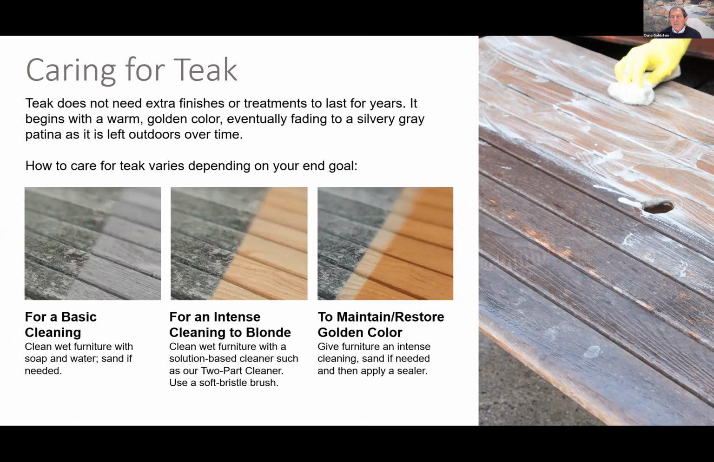And then if you want to bring the teak back to a golden color, we do have a sealer for that. We sell materials to do this. Of course, we can also do this in our facility. Or you can do nothing. A lot of people just leave the furniture out and do nothing.